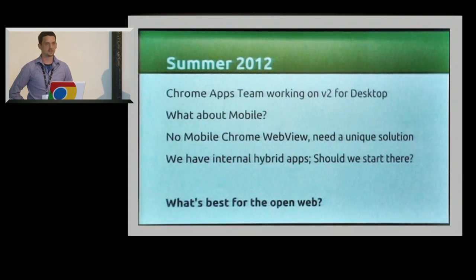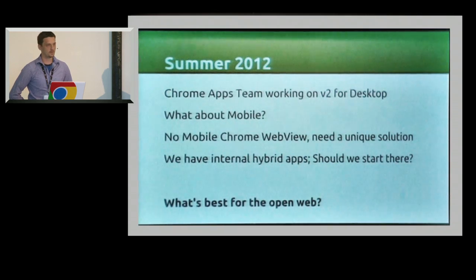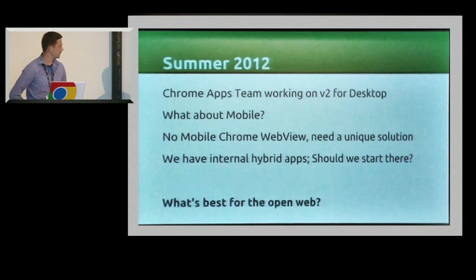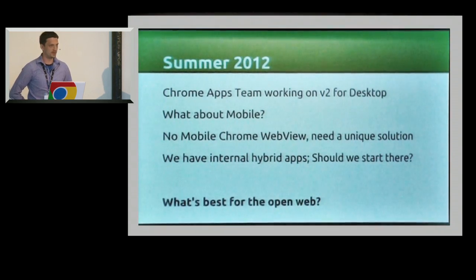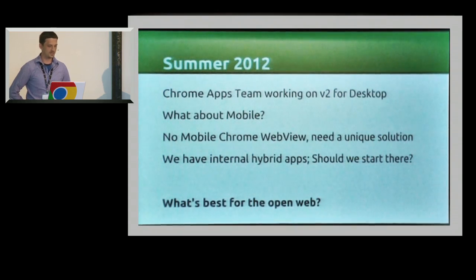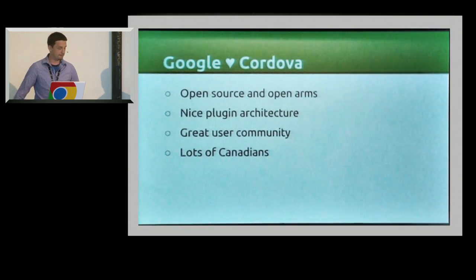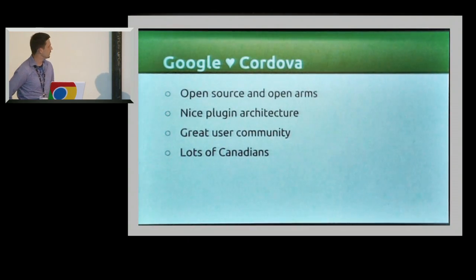And we had all these internal hybrid apps. We have a good knowledge base on how to do that. But is that really what we wanted to do? Is that what we wanted to start? The Chrome team loves the open web and open source and contributing to the community. So we asked, what's best for the open web? And so we started looking at Cordova.